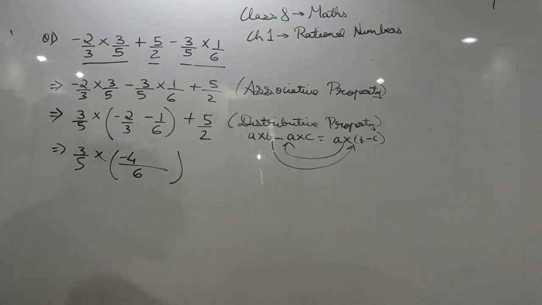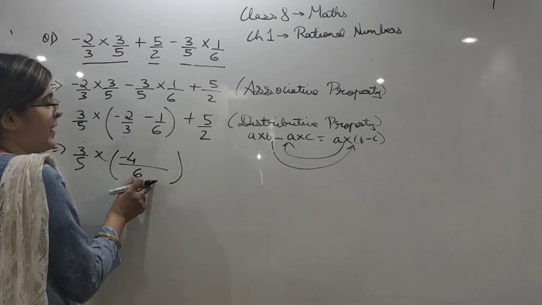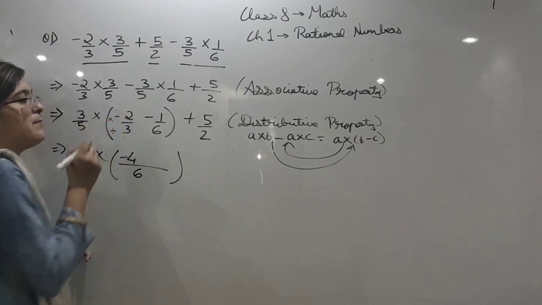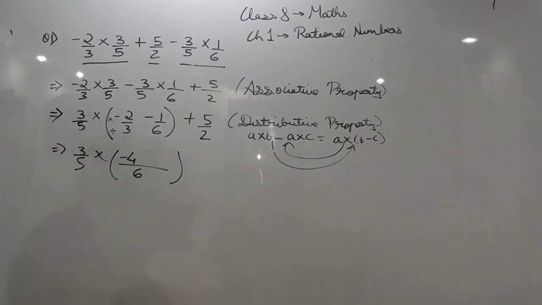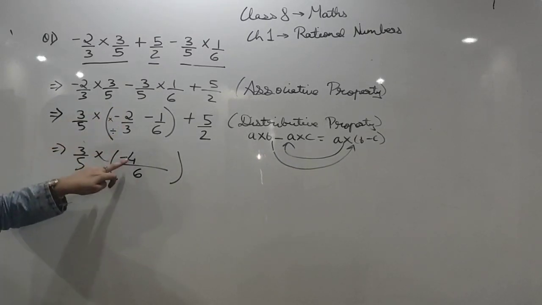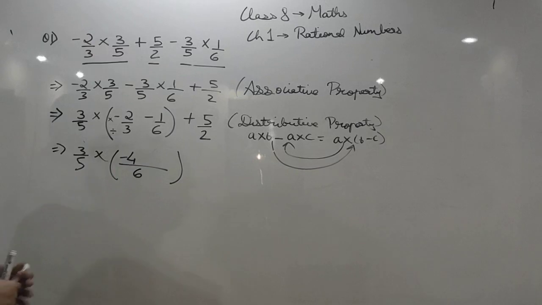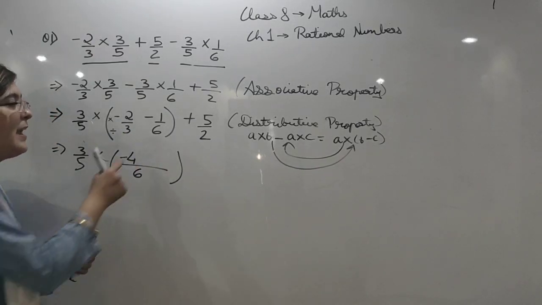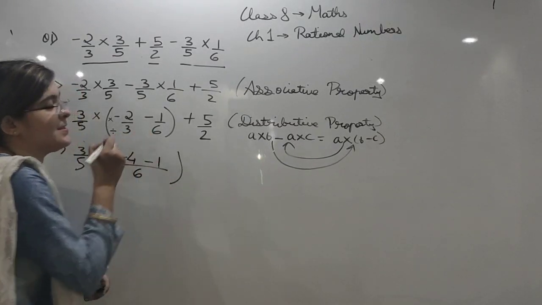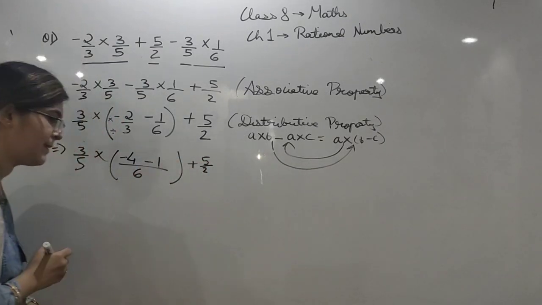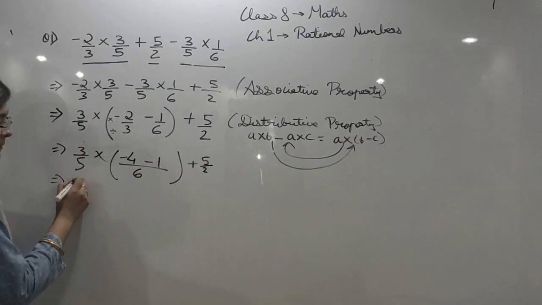Okay, all of you know this, that if we have the LCM, we have to divide the LCM by this number, and whatever we get, we will multiply it by the numerator. Clear? 6 divided by 3 was 2 and 2 into minus 2 is minus 4. Now let's see, 6 divided by 6 is 1 and 1 into minus 1 is minus 1. And this plus 5 by 2 is the same as written. Clear?